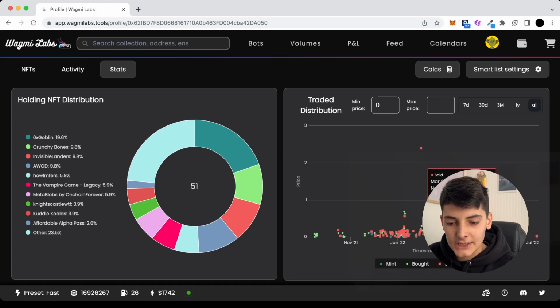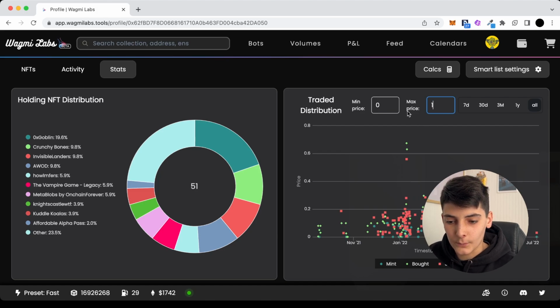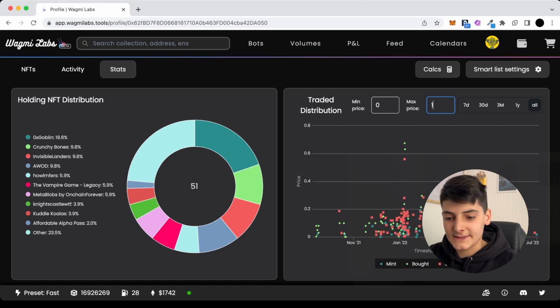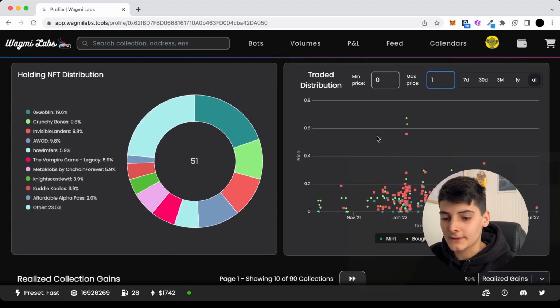Each dot represents either a mint, a purchase, or a sale. And if we hover on it, we'll have all the information about that sale, that mint, or that purchase. And we can also change the range if we want to see higher prices, lower prices, etc. And these will get put on the chart based on the price they were sold at and the date. So that's the second chart.